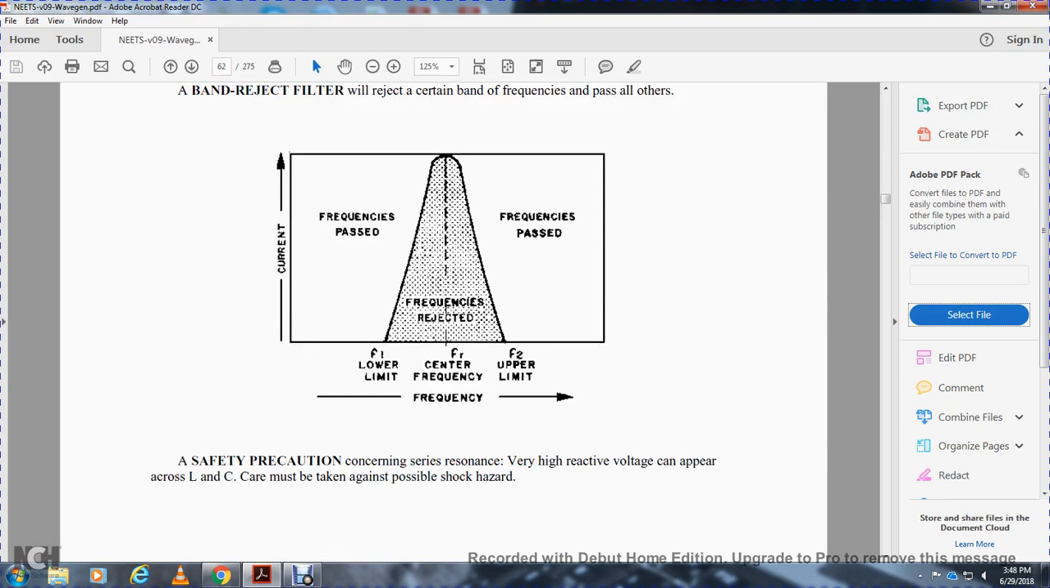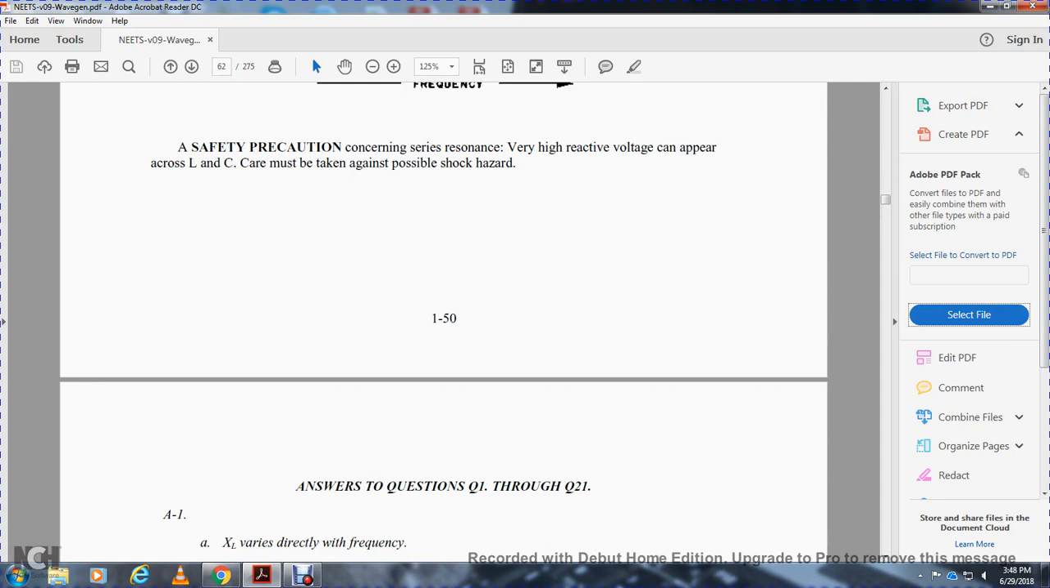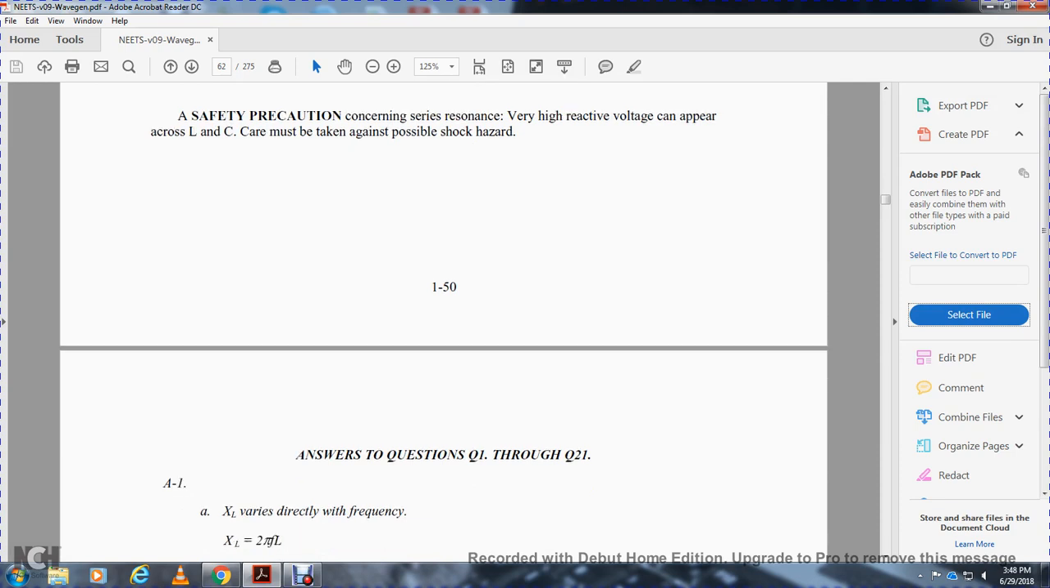Safety precautions: in certain series resonant circuits, very high reactive voltage can appear across the inductor or capacitor. Care must be taken against possible shock hazards. And that was the Chapter 1 summary.